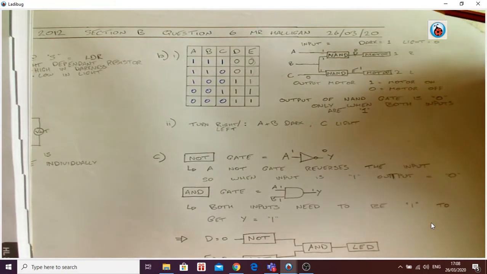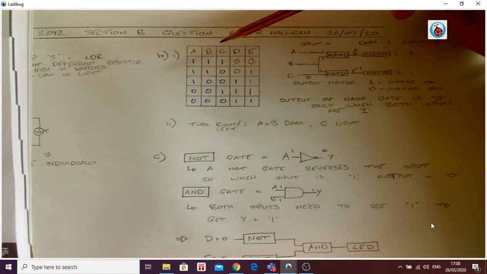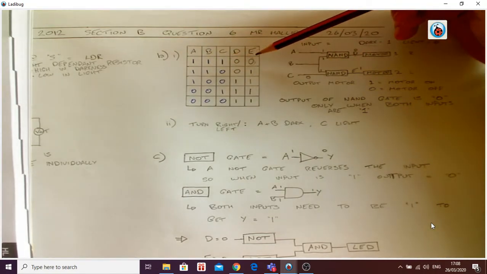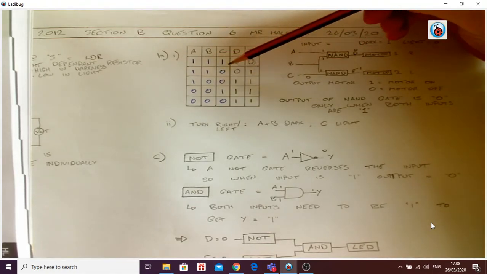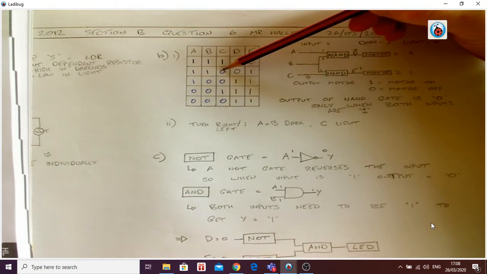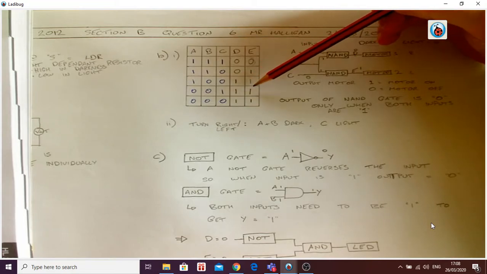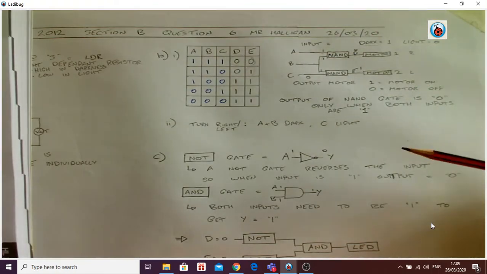So if we use that logic, and I think we should, when A and B are together, both 1s, we get a 0. When B and C are together, both 1s, we get a 0. When B is 1 and C is 0, we get a 1. For all other combinations in a NAND gate, we get 1s, so the motor is turned on for all other combinations.